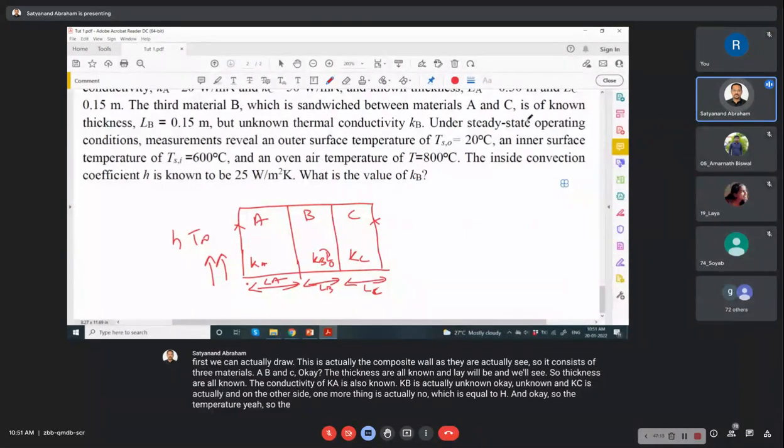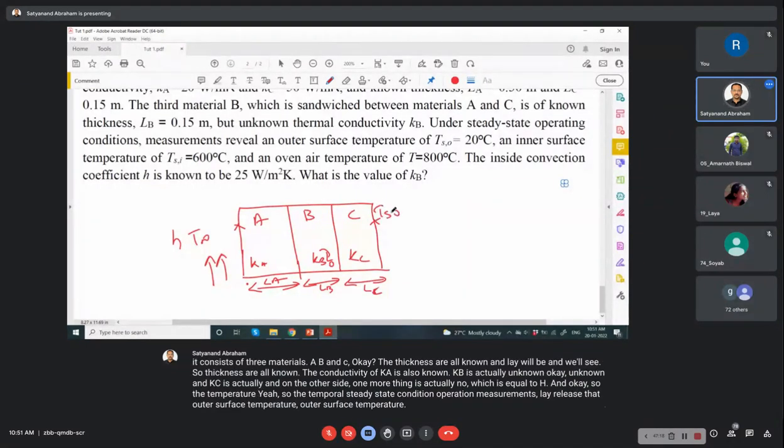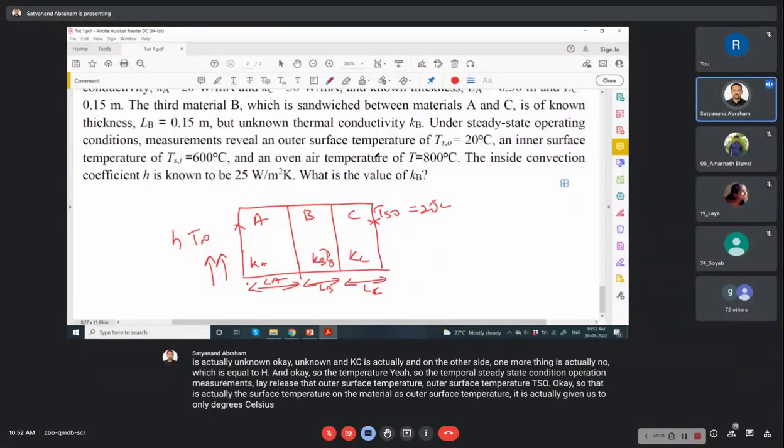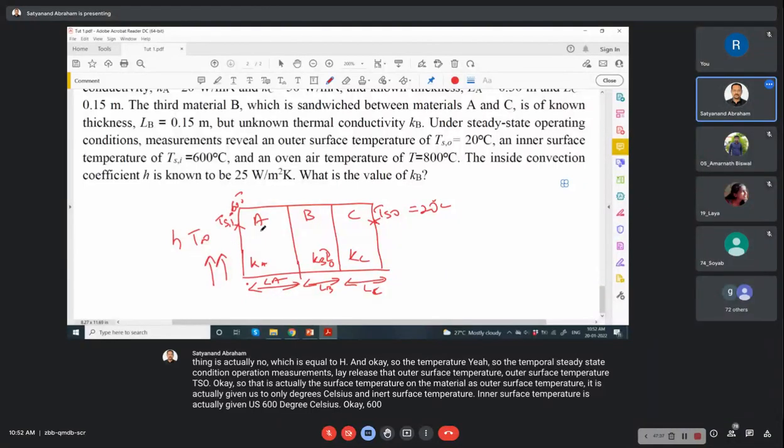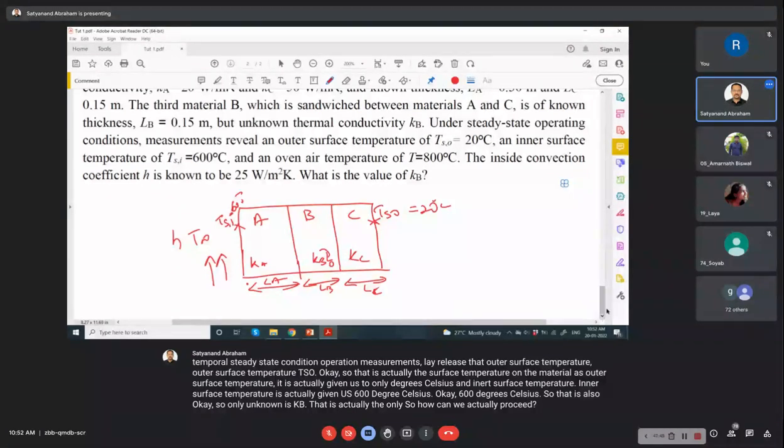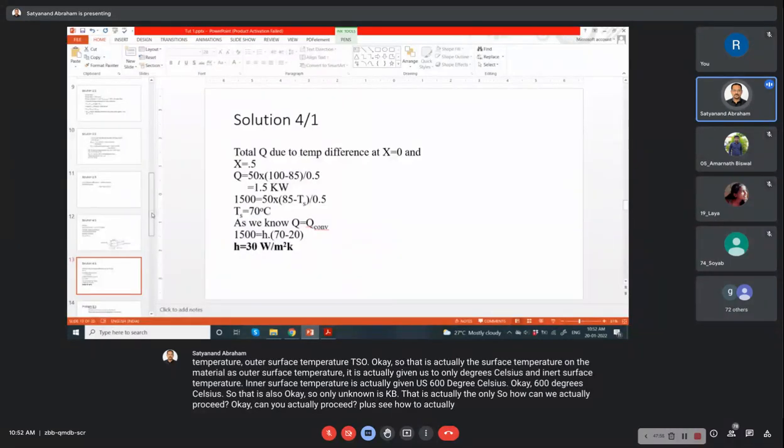The steady state operation measurements reveal the outer surface temperature Tso, the surface temperature on the material, given as 20 degrees Celsius, and the inner surface temperature given as 600 degrees Celsius. So that is also given. Only unknown is Kb. That is the only unknown. So how can we proceed? Because you obviously have to draw this.